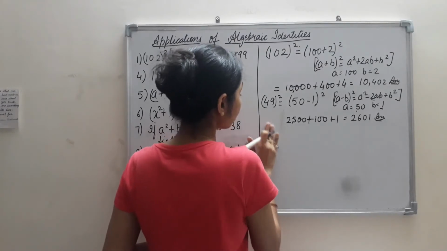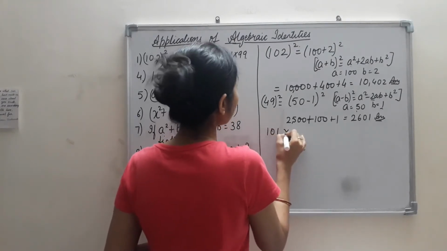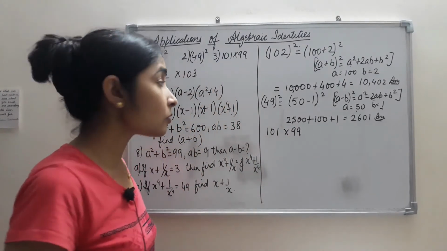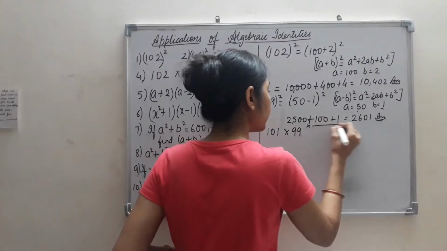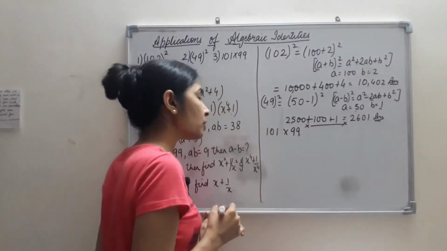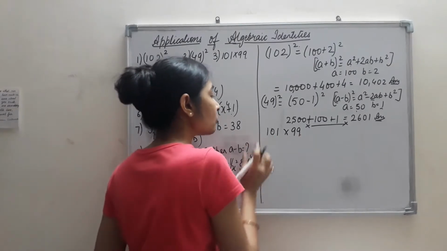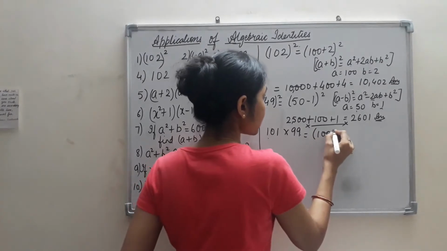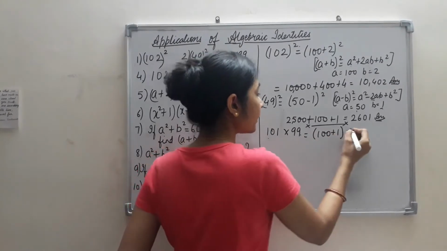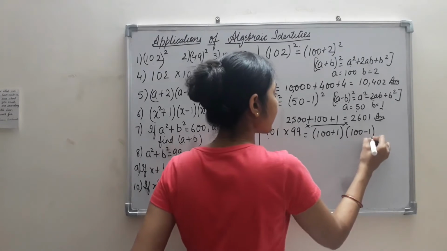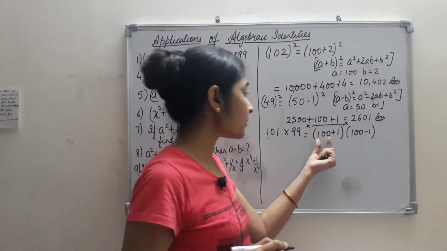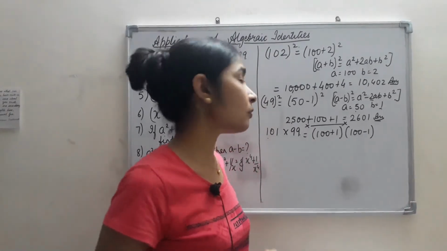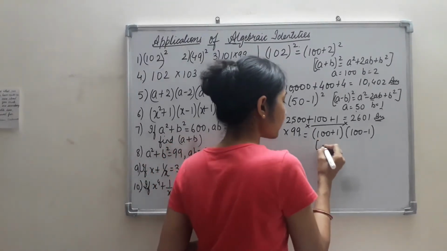Now the next question. Already there are two terms here, and the question is 101 multiplied by 99. Either we multiply both the numbers or we try to put some identity here. Which identity can we use here? First let us break these numbers into simpler ones. I break 101 into 100 plus 1, and 99 into 100 minus 1. Now just see, the terms are the same, and the only difference is of sign.